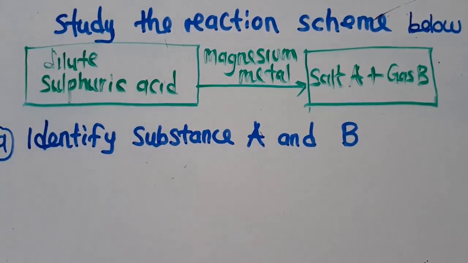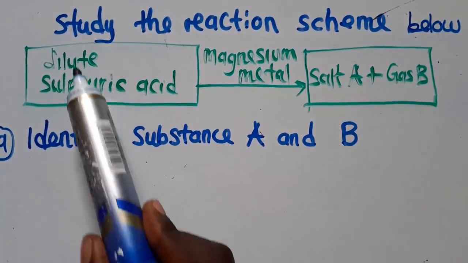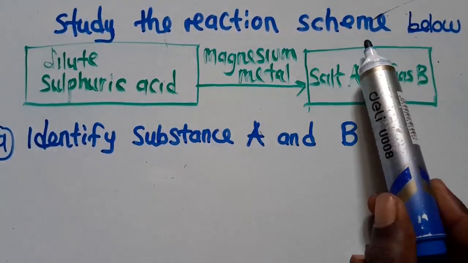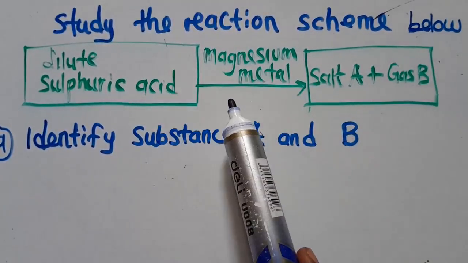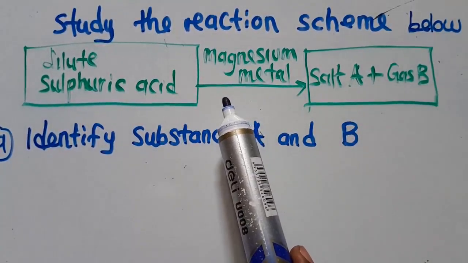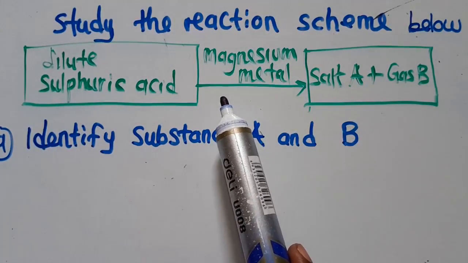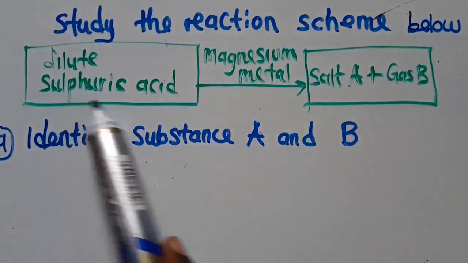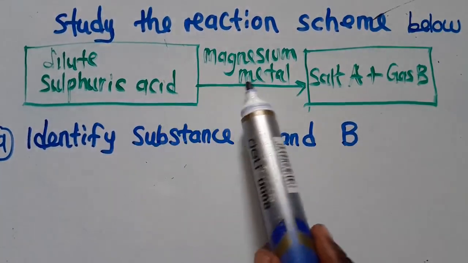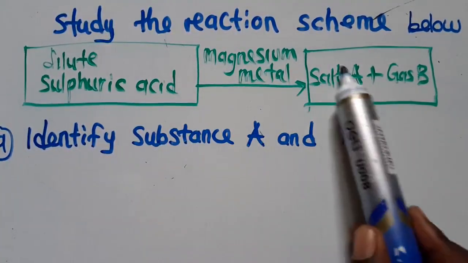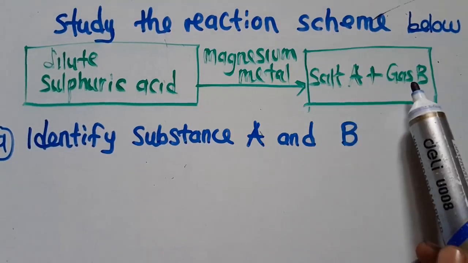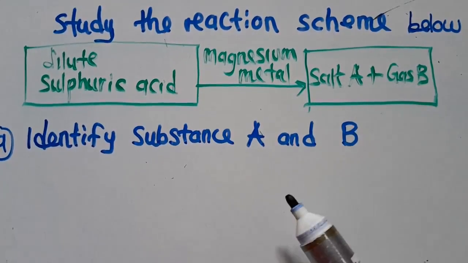So we've got this question under chemistry, specifically it's falling under salts. The question is saying, study the reaction scheme below. This is a reaction scheme where we have dilute sulfuric acid reacting with magnesium metal to produce a salt and a gas. This is what is happening.